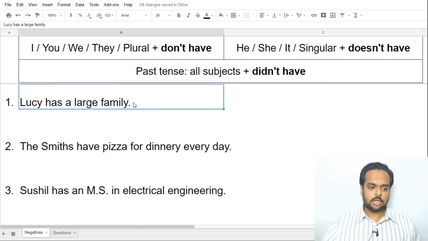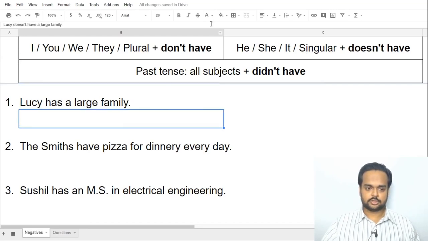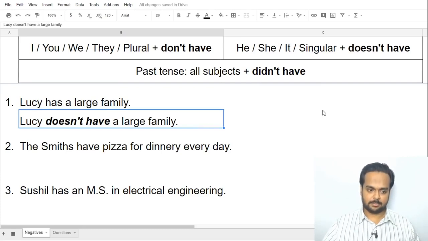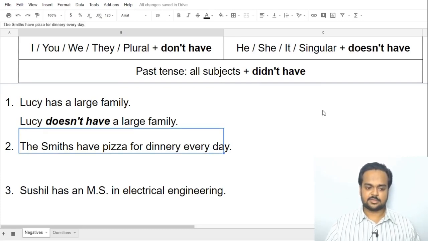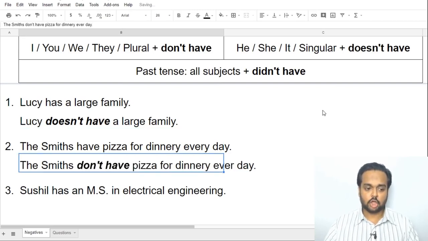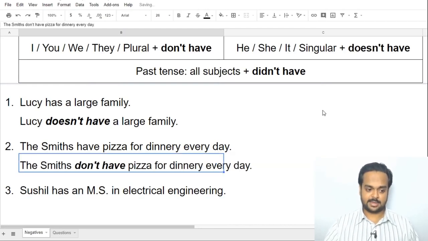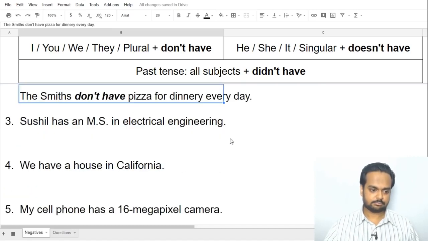Okay, first sentence, Lucy has a large family. How do you make that a negative? Lucy is like saying she. Lucy is a singular noun. So Lucy doesn't have a large family. The Smiths have pizza for dinner every day. Negative, the Smiths don't have pizza for dinner every day. Why don't have? Because the Smiths are a plural subject.